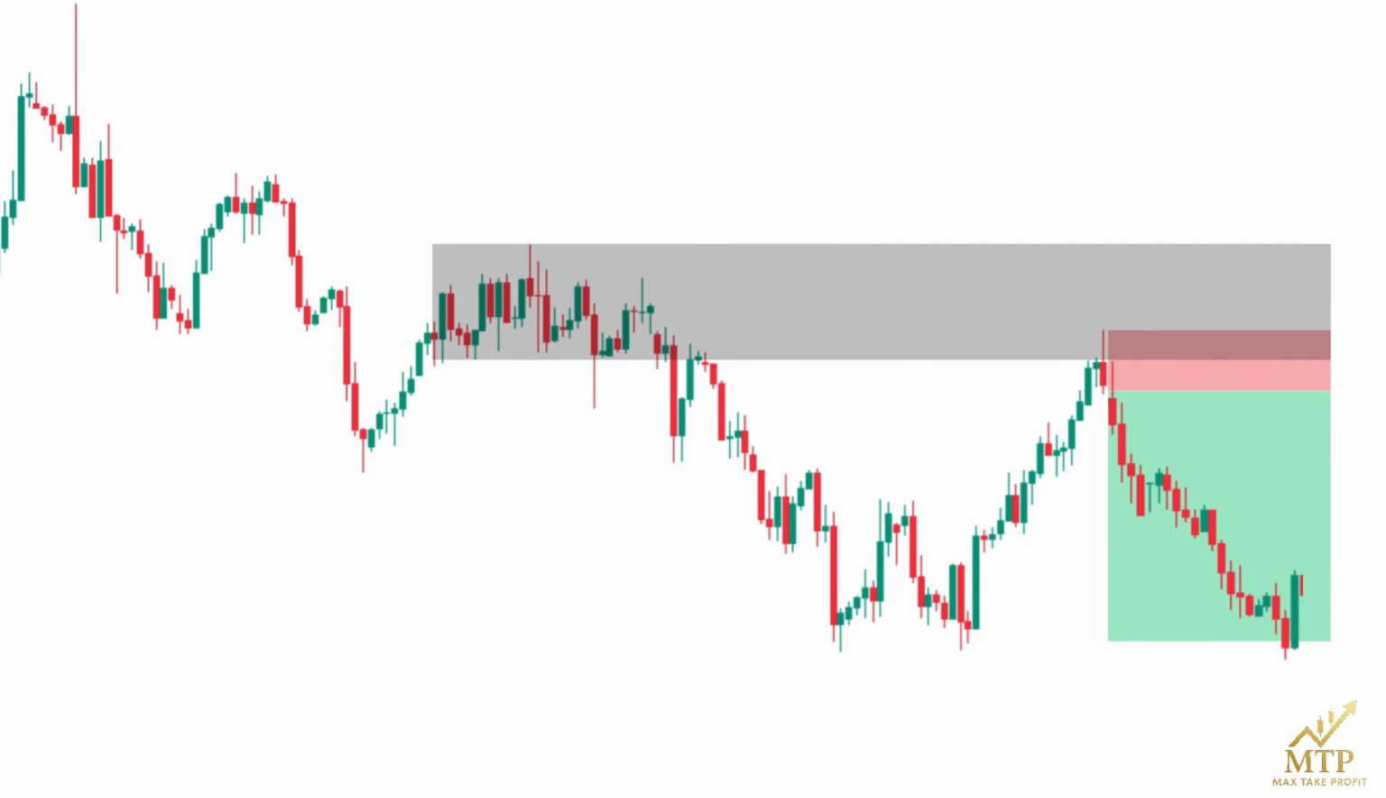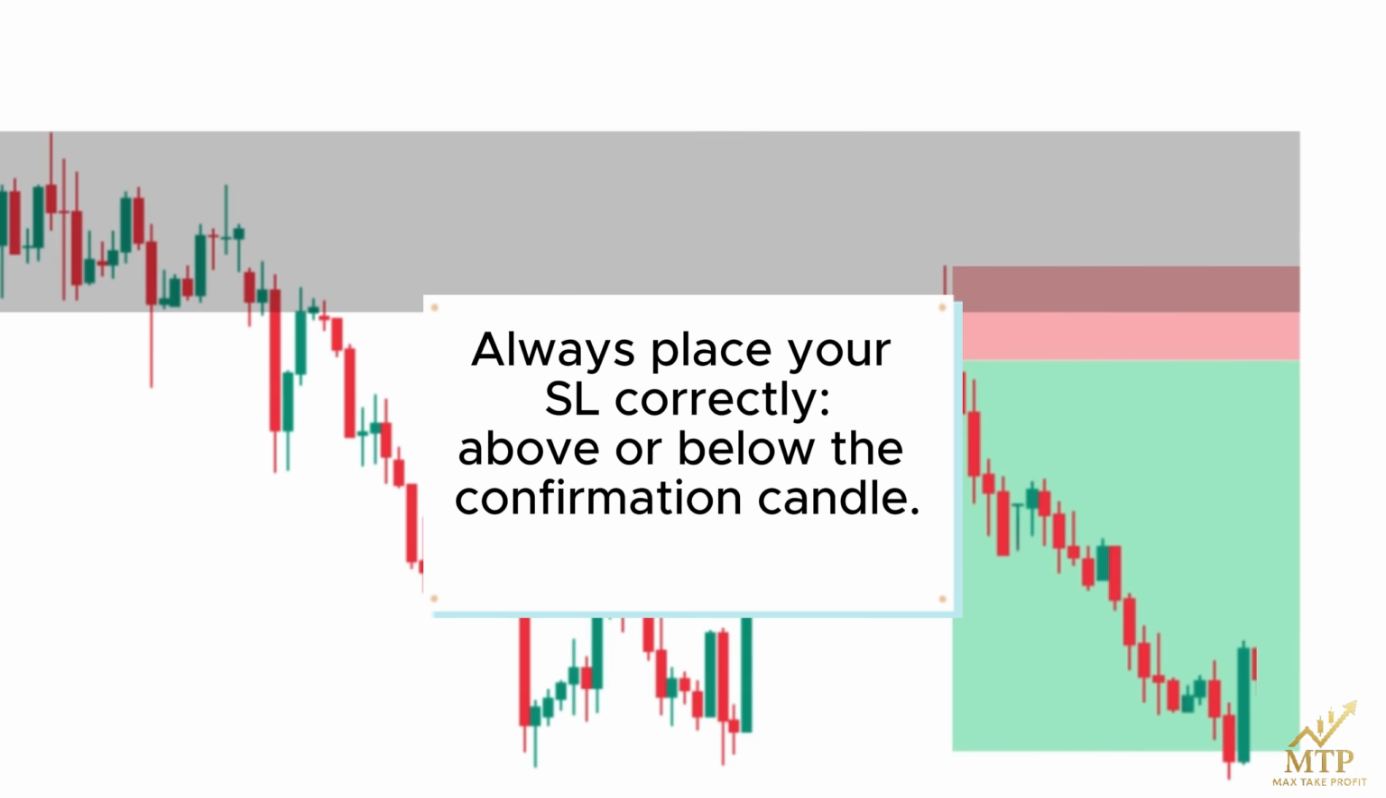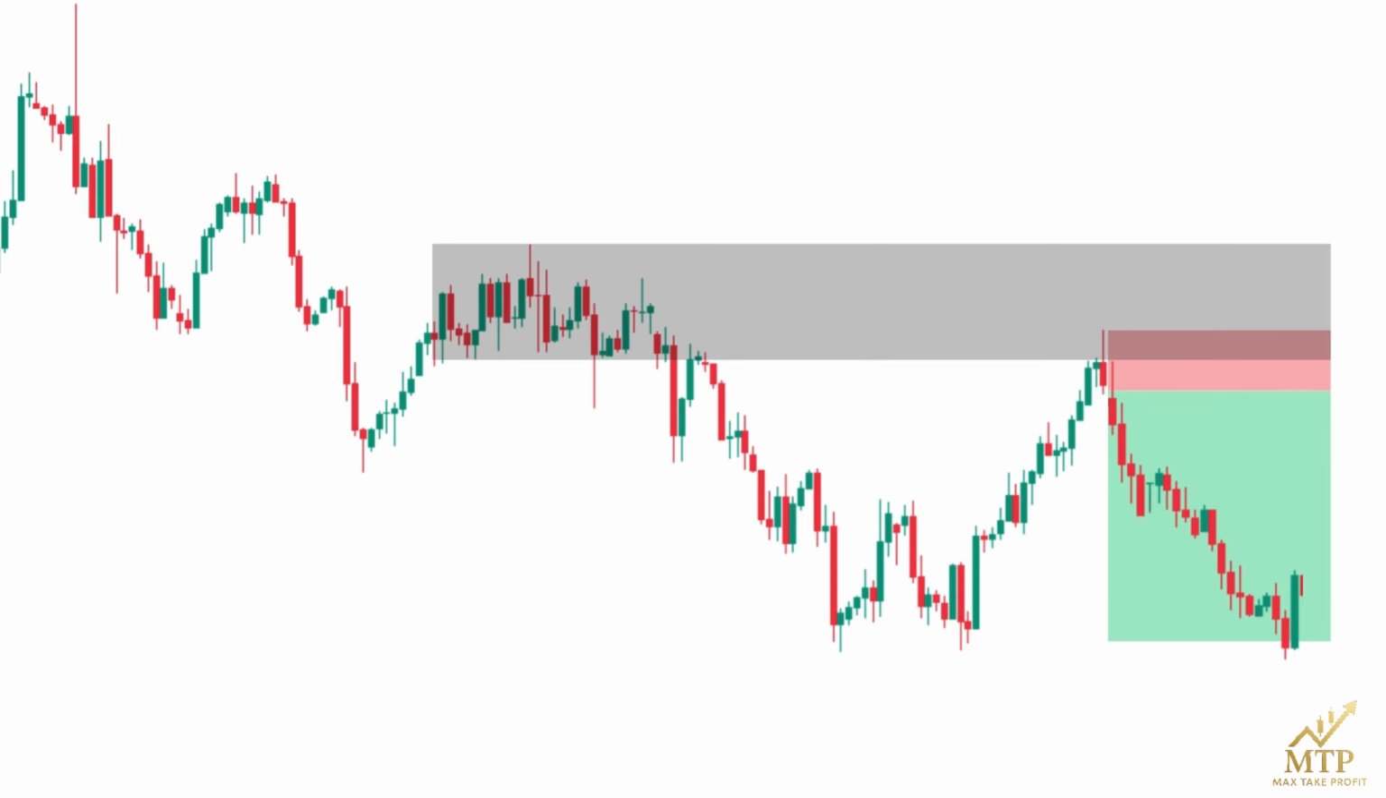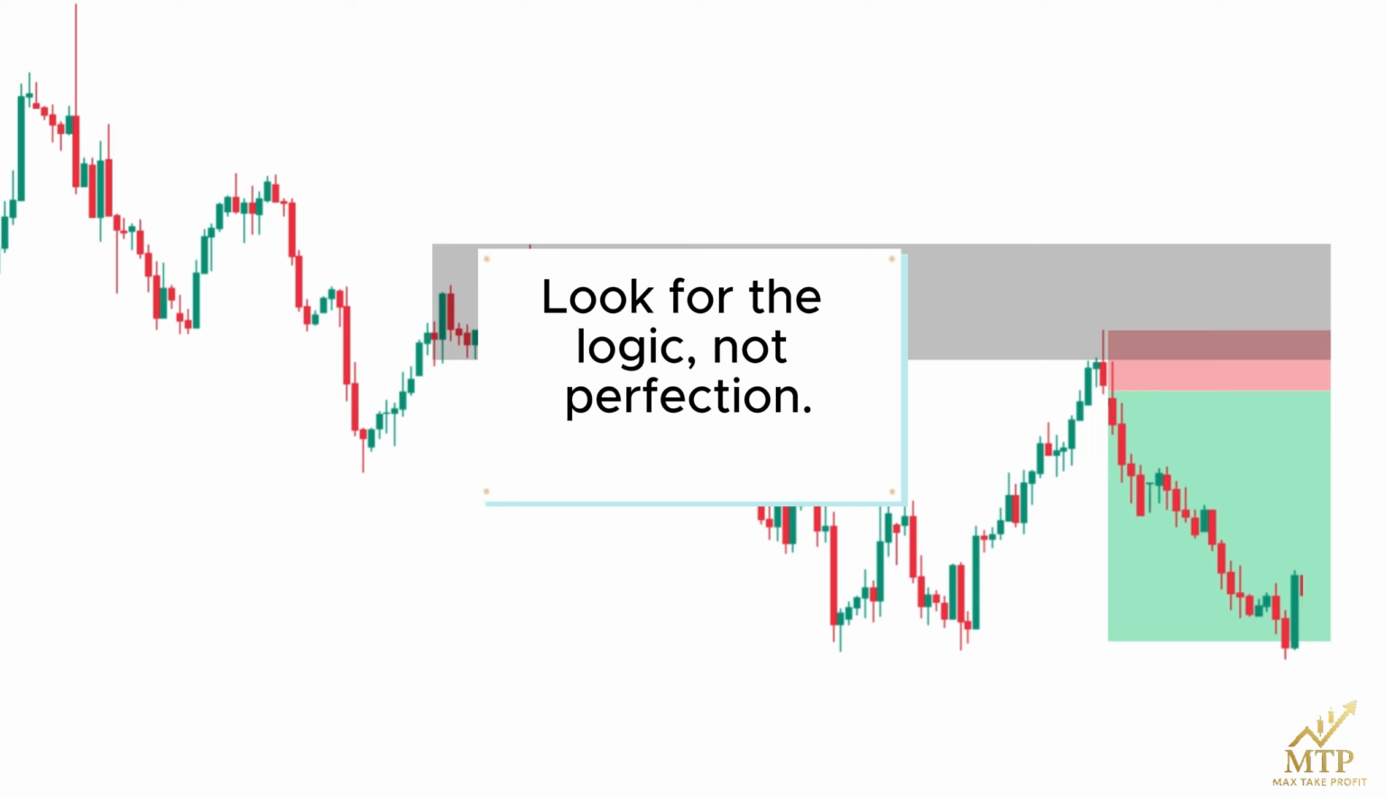5. Using candlesticks without proper risk management. Even the perfect candle at the perfect level can still be invalidated by the market. That's normal. But without a stop loss, one mistake can destroy your account. Always place your SL correctly, above or below the confirmation candle. 6. Searching for the perfect setup. The market is never perfect. A candle may be slightly bigger or slightly smaller. It doesn't matter. Look for the logic, not perfection.